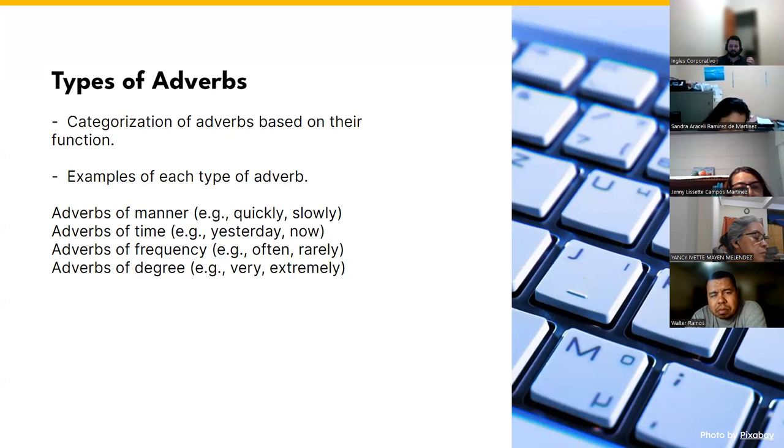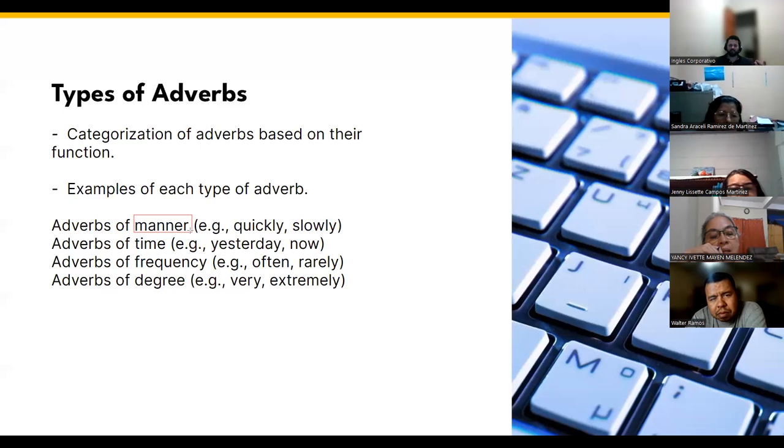And then you can ask yourself, hey, what is this? Okay, so this is an adverb. And what is this adverb talking about? Is this adverb talking about how something is done? Oh, so in that case, it's a manner. Is this adverb talking about time? Is this adverb talking about how frequent something happens? Is this adverb talking about how intense something is, right?